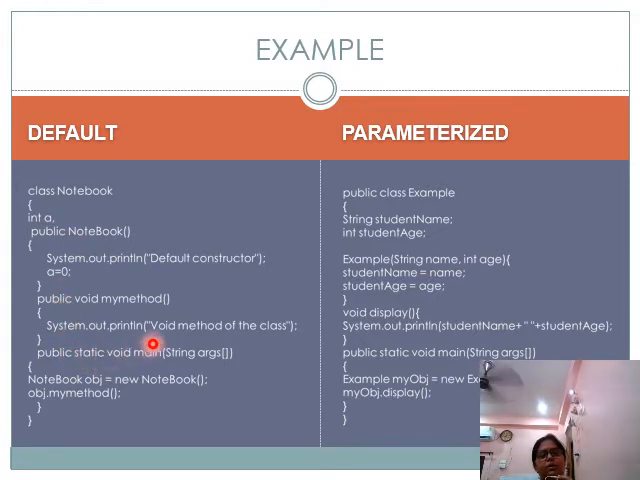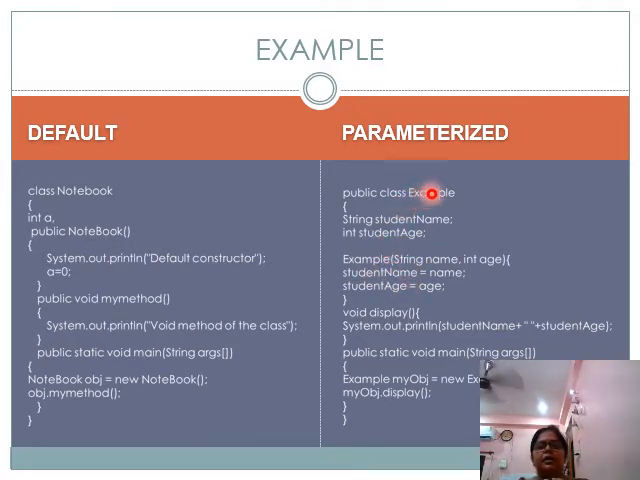We have here created a void method, this is your function, which prints something. And we have here called it, this is where an object has been created, new Notebook, and obj.myMethod, here the function has been invoked. This is your default constructor. Now for the parameterized constructor, see, we have taken here a class Example, with string studentName and int studentName.